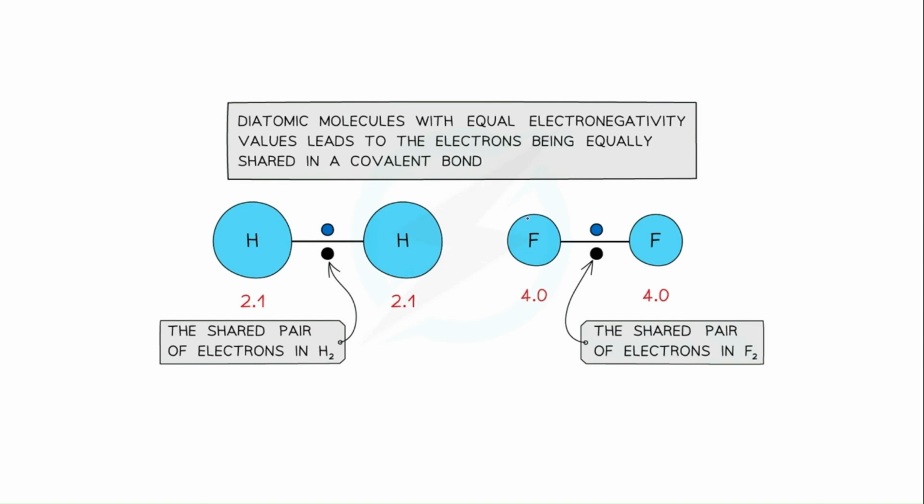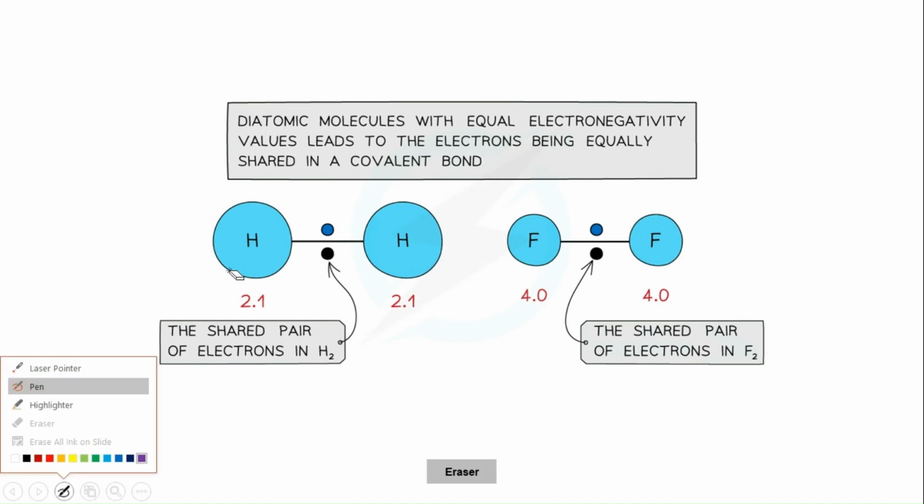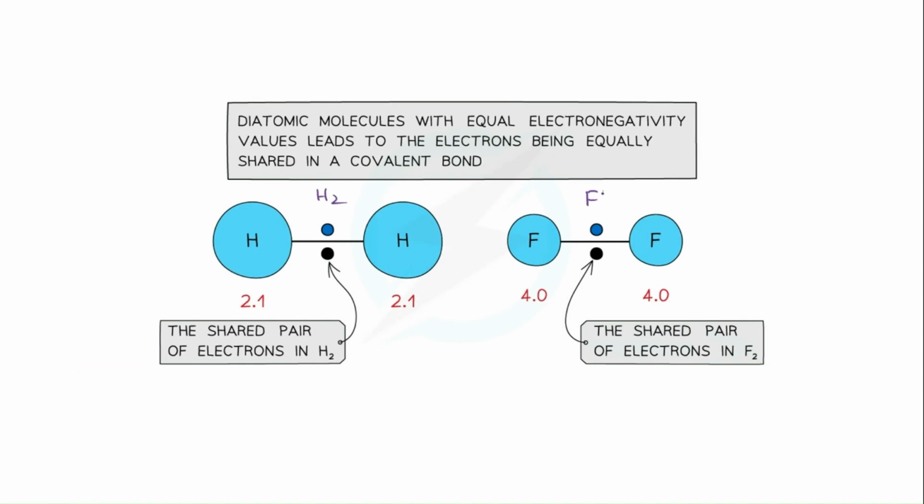That leads us to nonpolar compounds. So look at these two examples of hydrogen gas and fluorine gas. Now, in both of these, two similar atoms are bonded together. And when two similar atoms are bonded together, it means that they have the same electronegativity and they're attracting the electrons with the same force. That's why they are sharing the electrons equally, both in the case of hydrogen gas and fluorine gas.